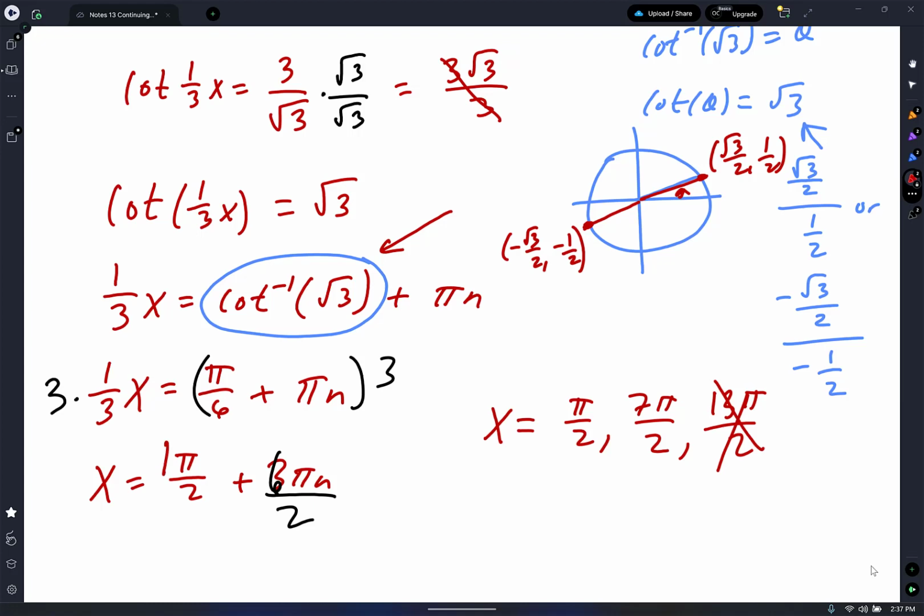Subtract. 1 pi minus 6 pi, that's negative 5 pi over 2. And then negative 5 pi minus another 6 pi. What's that? 6, 7, 8, 9, 10, 11. Negative 11 pi over 2. And that one's in there, because that's only negative 5.5 pi. And that's it. Those are your 4.